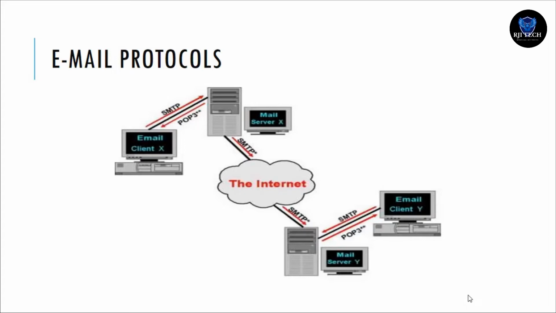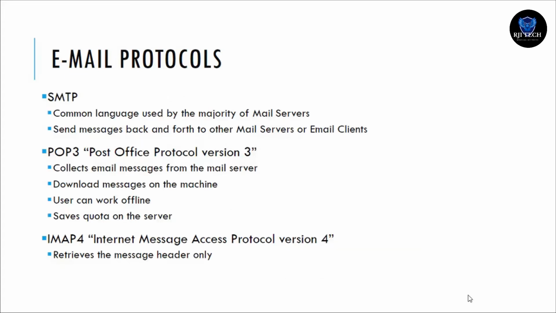The POP3 or the IMAP, it depends whether you want to download the message through POP3 or to just access the message through the IMAP. The SMTP is the common language used by the majority of the mail servers, as we have said. It sends messages back and forth to other mail servers, and it is used for sending messages between the mail client and the mail server. The Post Office Protocol is for receiving and collecting email messages from the mail server to the client.